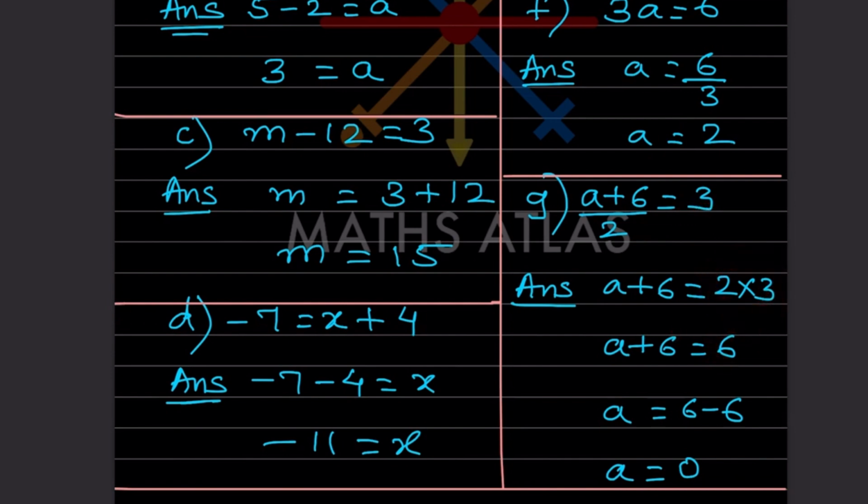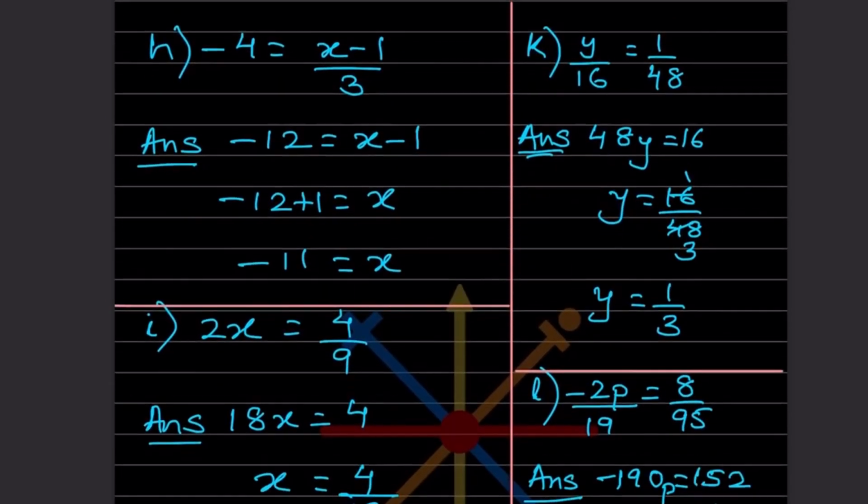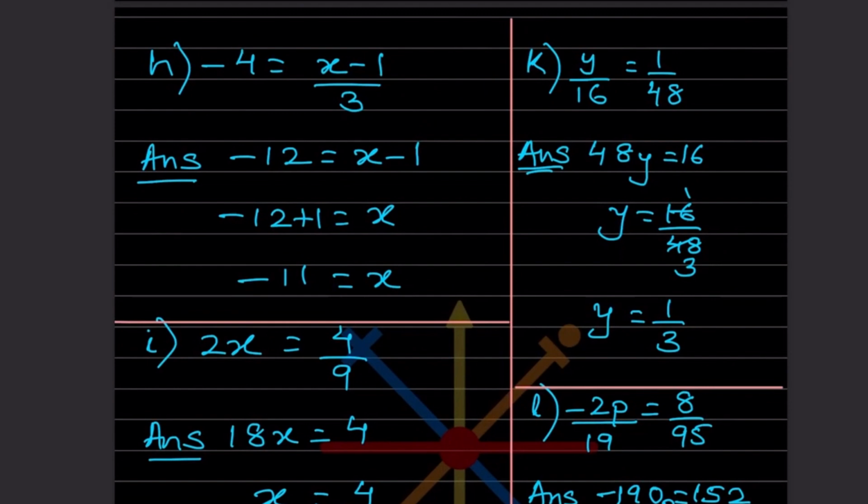So now I want the value of a. So a is what? This 6 as it is, and when I take this plus 6 over, it will be minus 6 over here. So 6 minus 6 is 0. So a is 0.